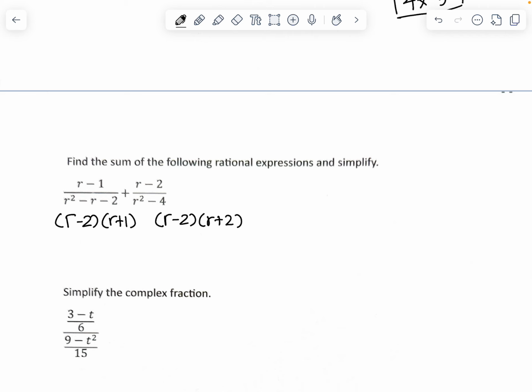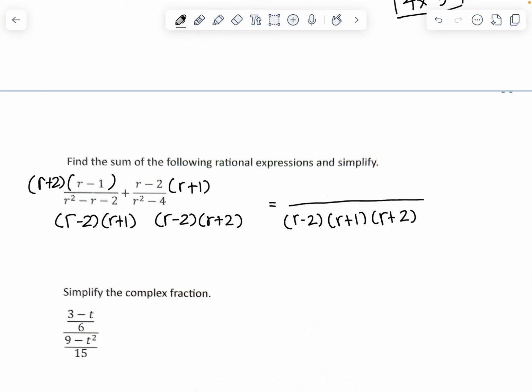So that means I need to multiply the top of this one by r plus 2, because it's what's missing. And then I'm going to multiply this one by r plus 1. Fun fact, there's only one answer that has all three of them: r minus 2, r plus 1, r plus 2. That's going to be your answer, but let's make sure that that's correct.